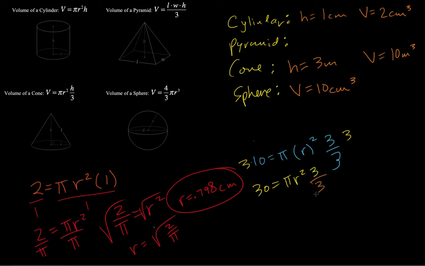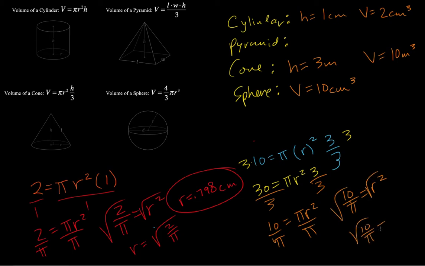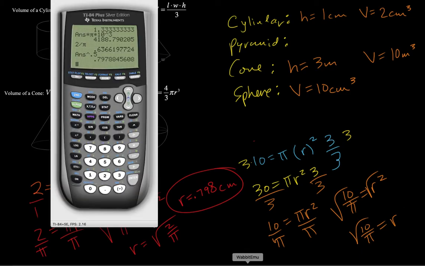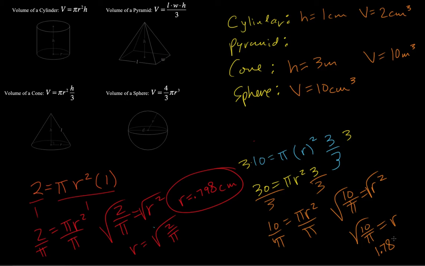Now I'm going to divide by that 3. 10 equals pi r squared, divide by pi. 10 over pi equals r squared, and then we square root both sides. Square root of 10 over pi equals r. Go to our calculator. 10 divided by pi, raise it to the 0.5. That's the same thing as taking the square root. We get 1.78. And since it originally was measured in meters and meters cubed, the radius would be meters.